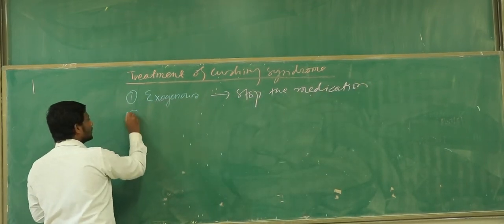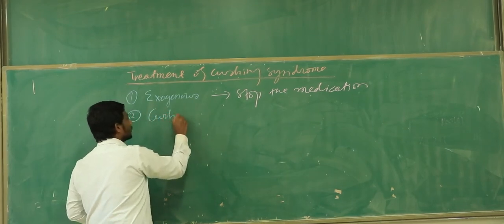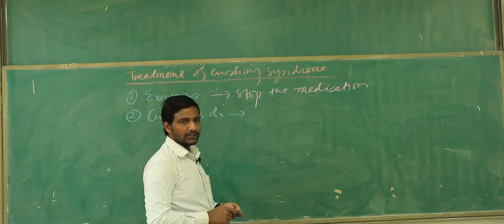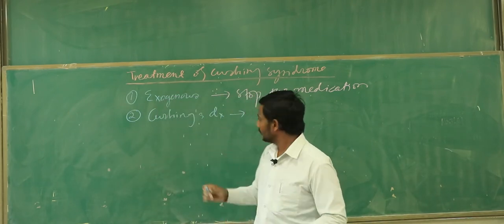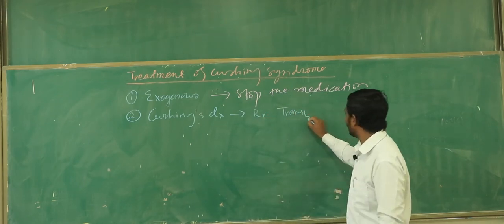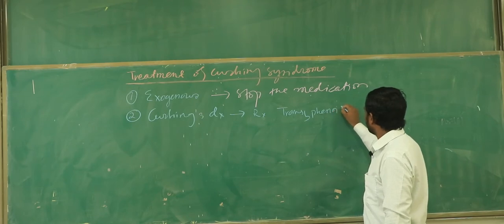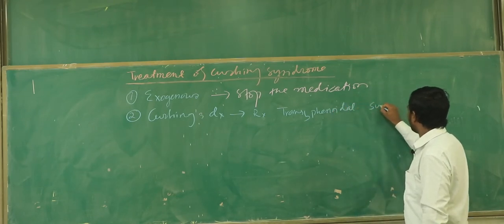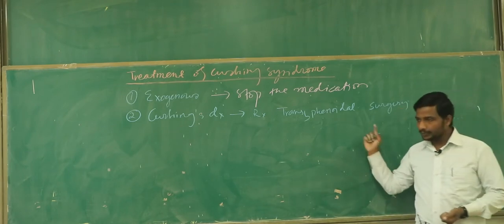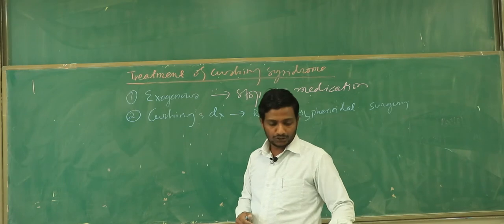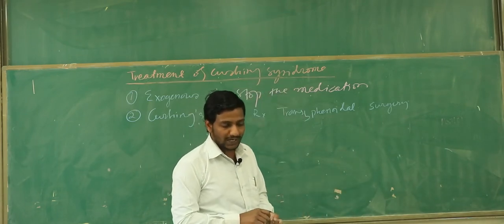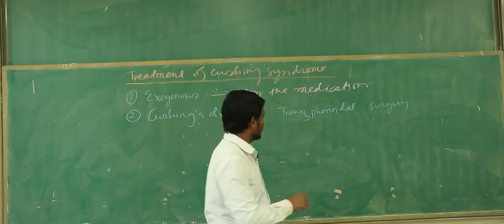If the patient is having endogenous, and this endogenous is due to Cushing's disease, right? Cushing's disease means the patient is having pituitary adenoma. So the best treatment for this person is going to be the surgery, and this surgery we call transsphenoidal surgery of the pituitary gland. So we call it transsphenoidal surgery. In some patients, when we cannot perform the surgery, when surgery is contraindicated, then we can use some somatostatin analogs. For example, the pasireotides.